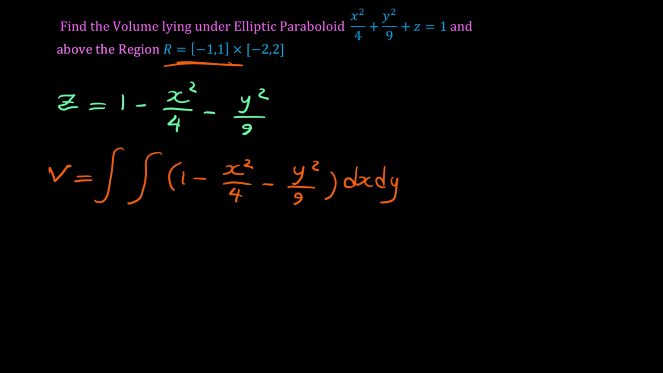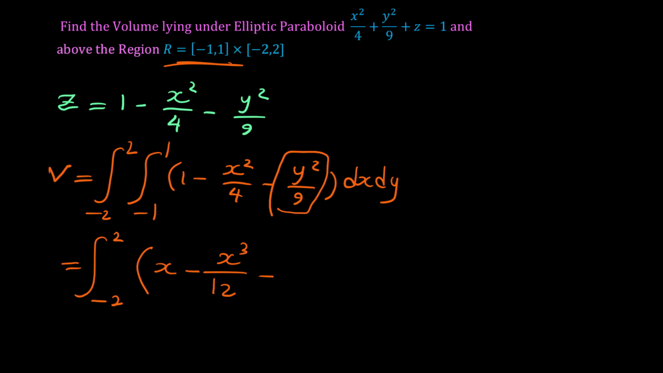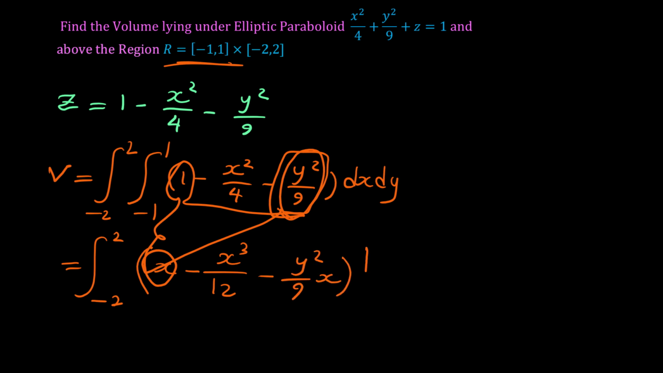Attention, this is for x, the first one is for x from -1 to 1, and y is from -2 to 2. We have to find the integral of the bracket first with respect to x. So this equals the integral from -2 to 2. Integral of 1 is x. Integral of x to the 2 is x to the 3 over 3, but we have a 4, so x to the 3 over 12, minus. Now we want to find the integral of y to the 2 over 9, which is like a constant. Integral of 1 is 1x. Integral of y to the 2 over 9 dx is y to the 2 over 9 x. And x is from -1 to 1, dy.